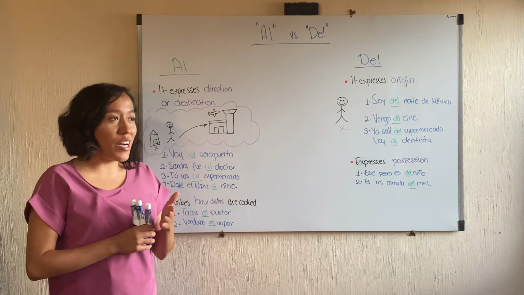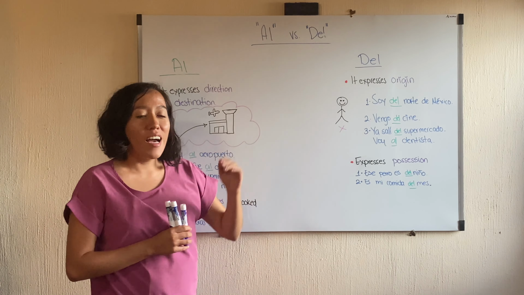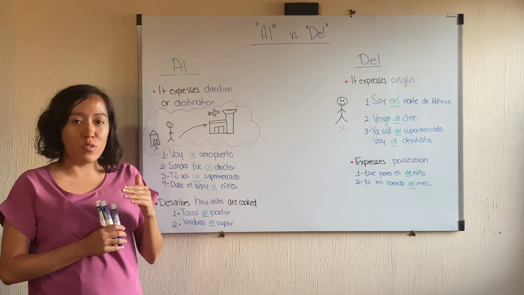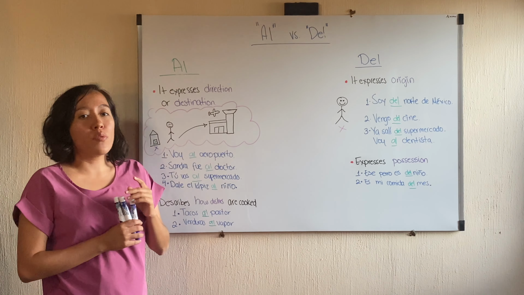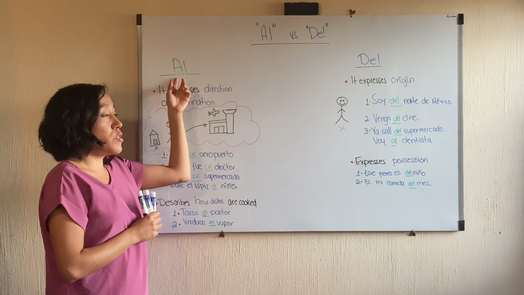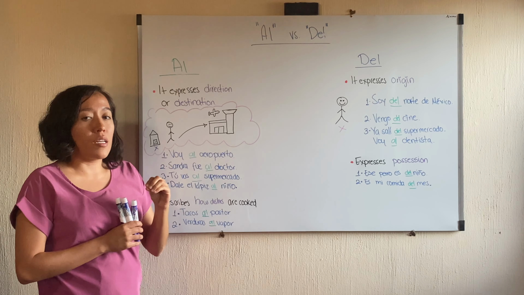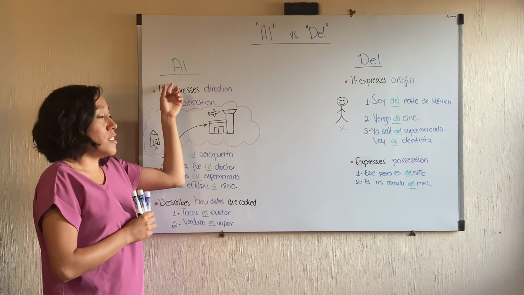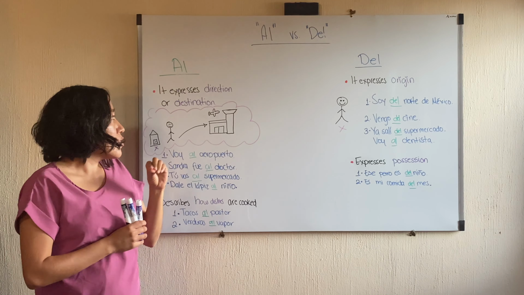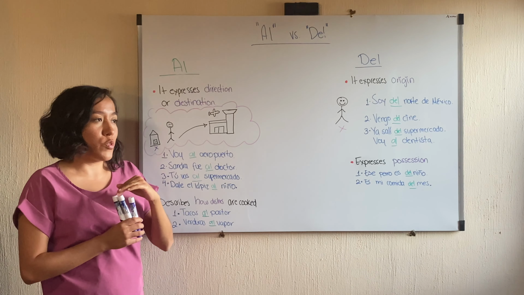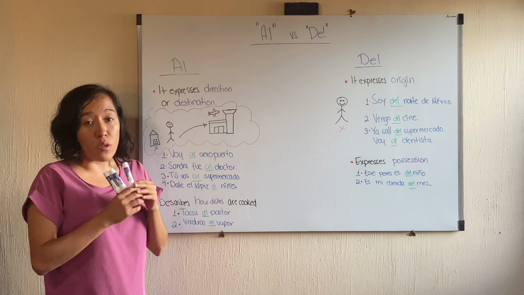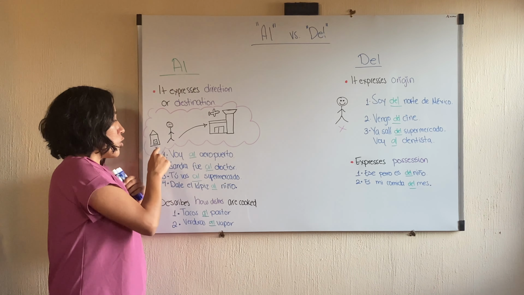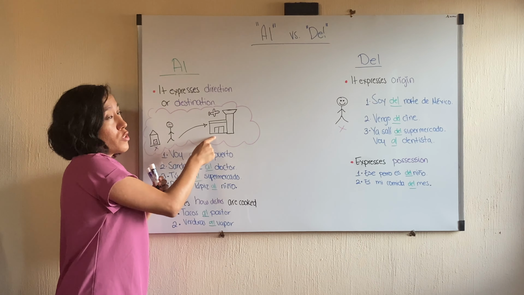So now that you know how to form al and del, I'm going to teach you how you are going to use these words in real life conversations. If you remember, we built al with the preposition a and the definite article el. In Spanish, we use a to express direction or destination. In other words, we're explaining that something or someone is going from point A to point B.